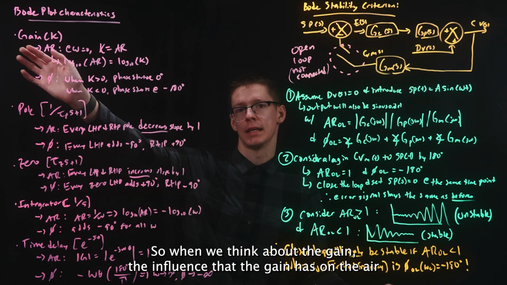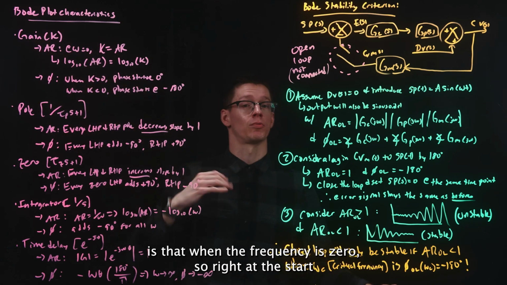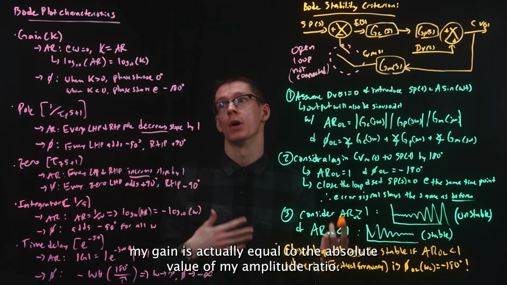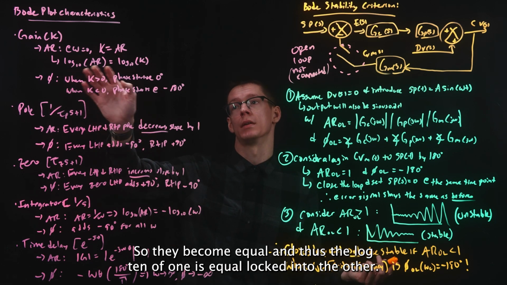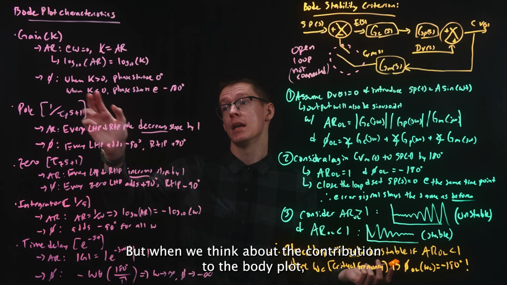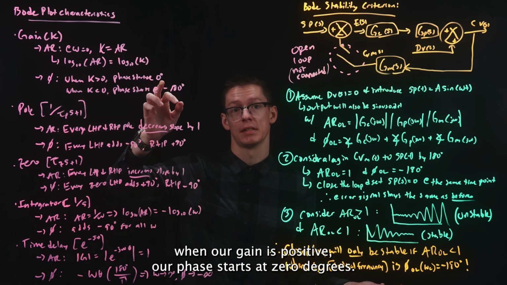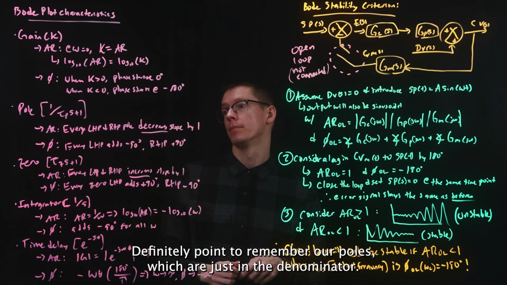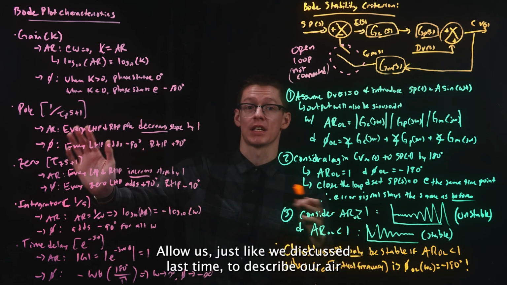When we think about the gain, the influence that the gain has on the AR is that when the frequency is 0, right at the start, my gain is equal to the absolute value of my amplitude ratio. So they become equal, and thus the log 10 of one is equal to the log 10 of the other. But when we think about the contribution to the Bode plot, when our gain is positive, our phase starts at 0 degrees. When the gain is negative, the phase starts at minus 180. Definitely important to remember.